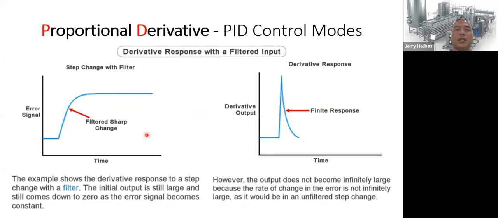Okay, so that is one of the additional features of PID controllers. It detects a step change input and converts it into a step change with a filter so that the PID system, particularly the derivative, is not shocked.